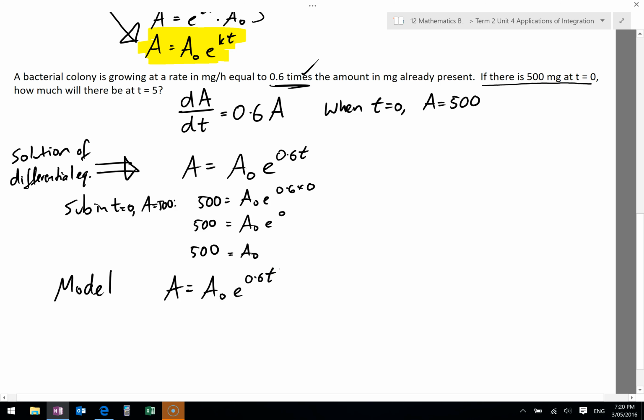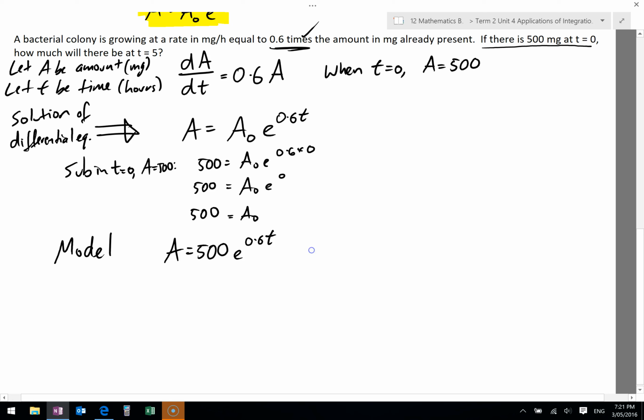Yeah, I should have defined variables up here as well. Let A be the amount. Let t be the time. There's no units here. Assume minutes. And the time, milligrams. Correction. Don't assume minutes. Assume hours, because that's our rate there. And this is our model. Correction. I know what A naught is now.